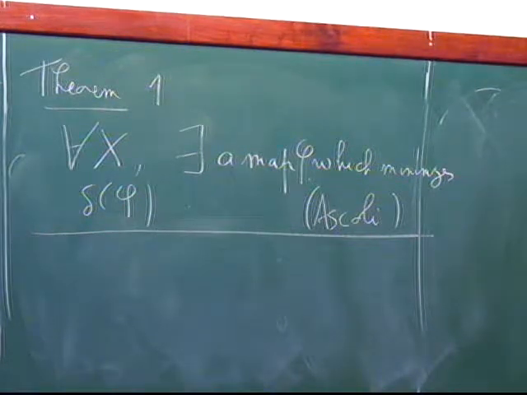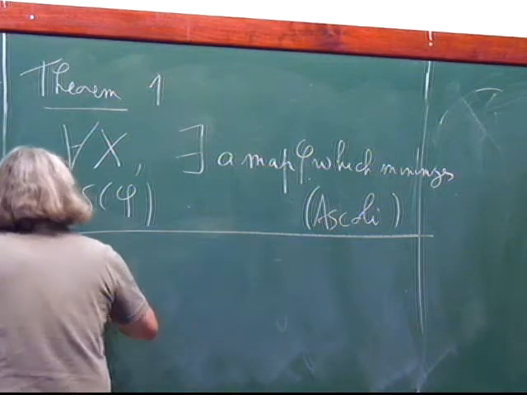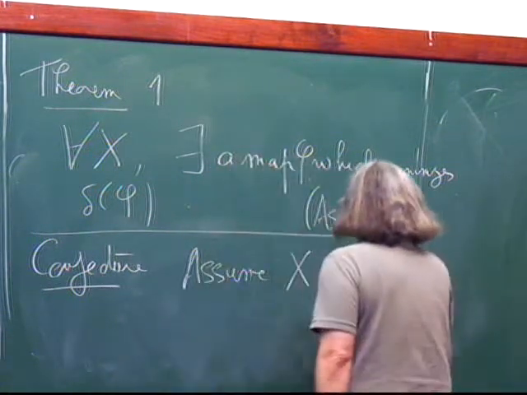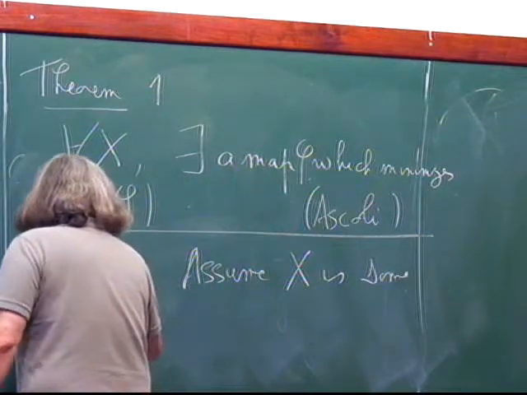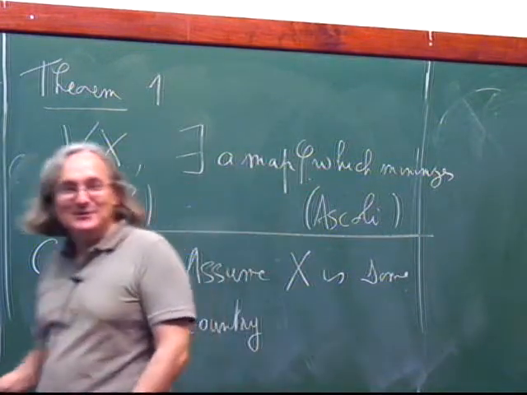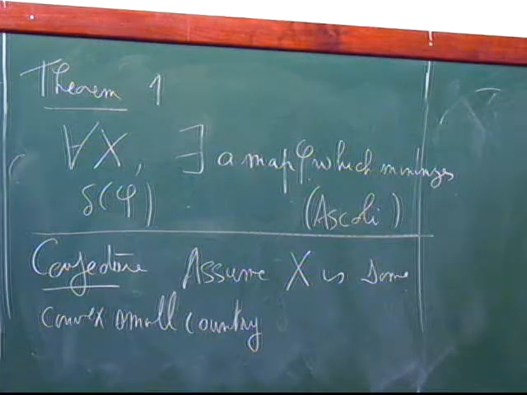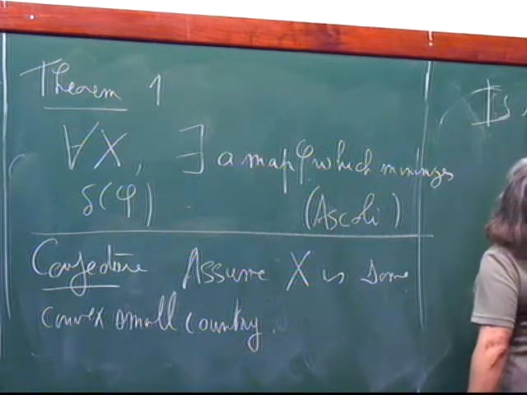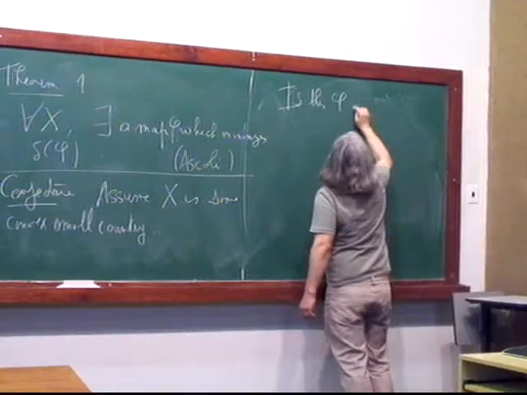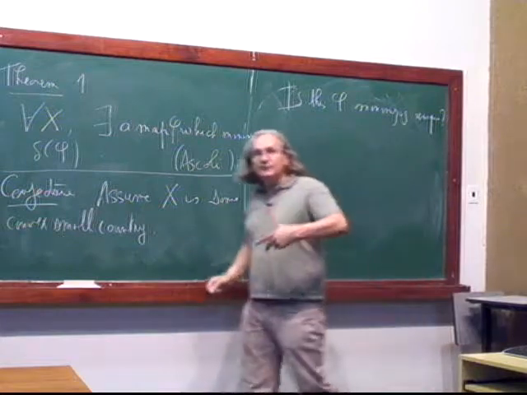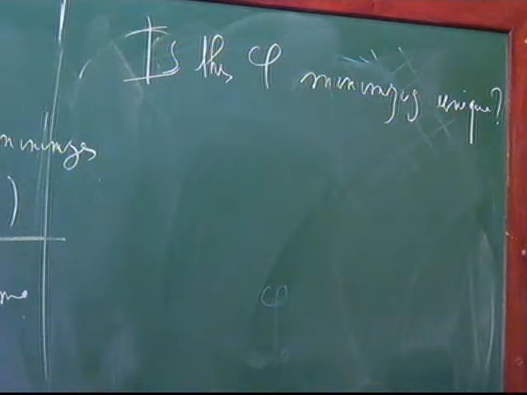Now, already a conjecture. Assume, for example, the easiest you can do, assume X is some convex, small country. I don't know which country in the world is convex, but is there one? I don't know. So, question, is this minimizing phi unique? Of course, unique as before, up to similarity. Is it a diffeomorphism?